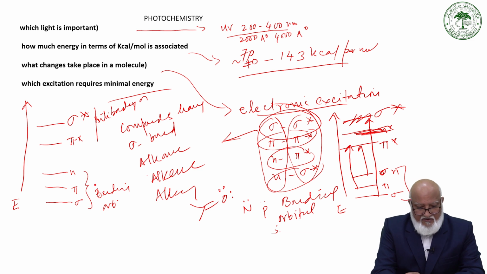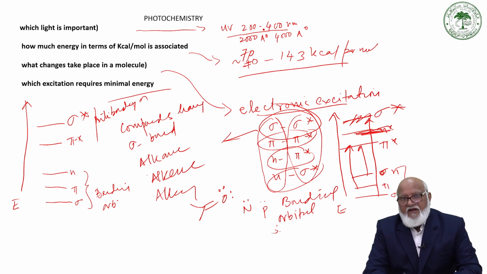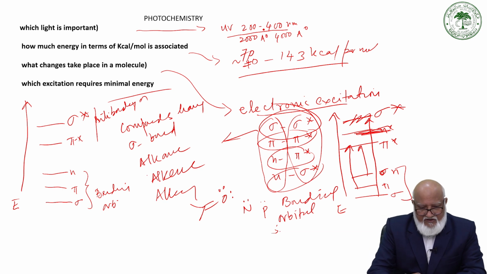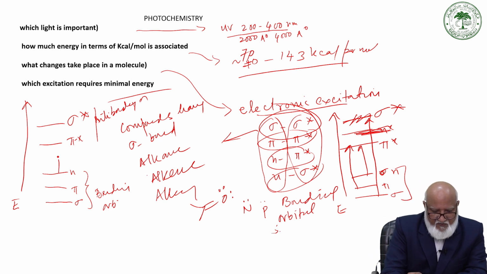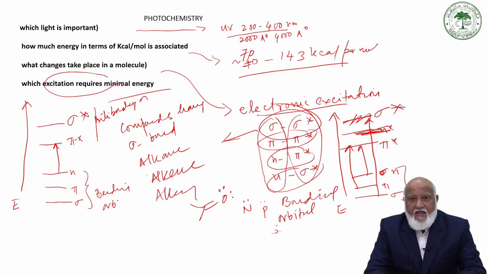Means they are in the ground state. These are electron occupied, and these are vacant in the ground state. When we shine this much light, wavelength or light equivalent to this much energy, the electronic excitation is n to pi star. And the question here arises, which excitation requires minimum amount of energy?